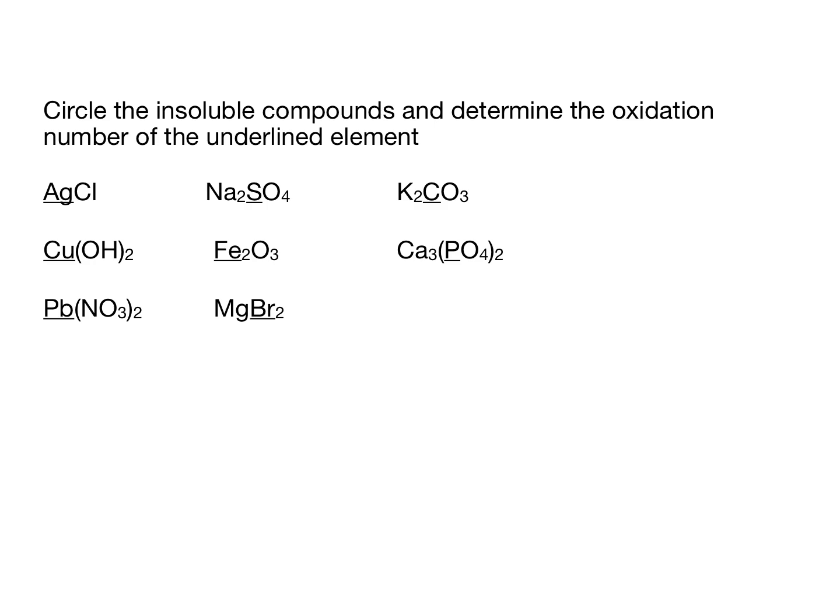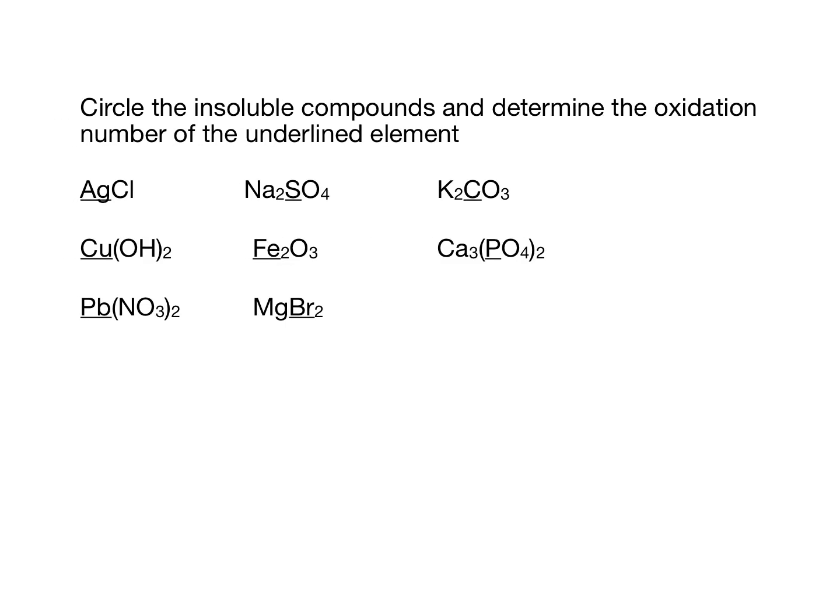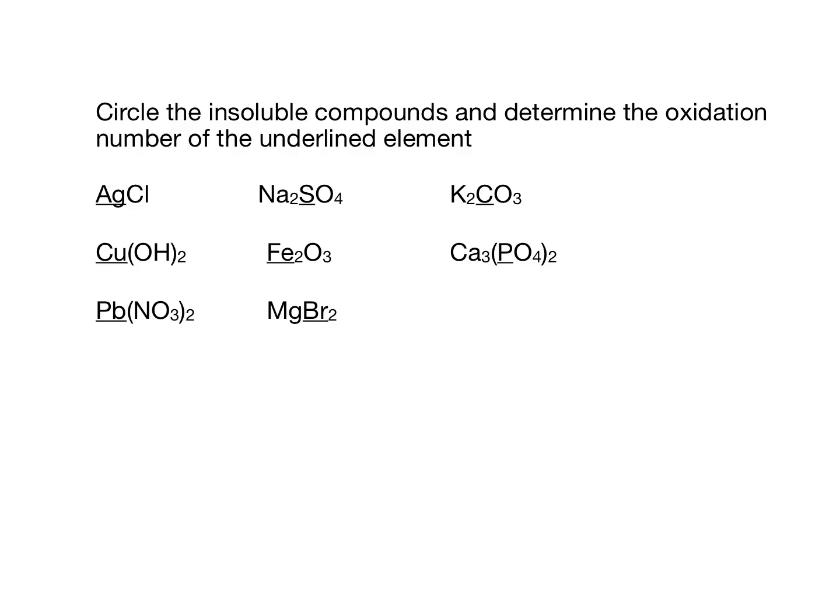So this question says, circle the insoluble compounds and determine the oxidation number for the underlying element. To give us a little bit more space, I'm actually going to use a highlighter and highlight the insolubles. I'm just going to do this so that we have a little bit more space. So using the solubility chart, we can just start on the left.